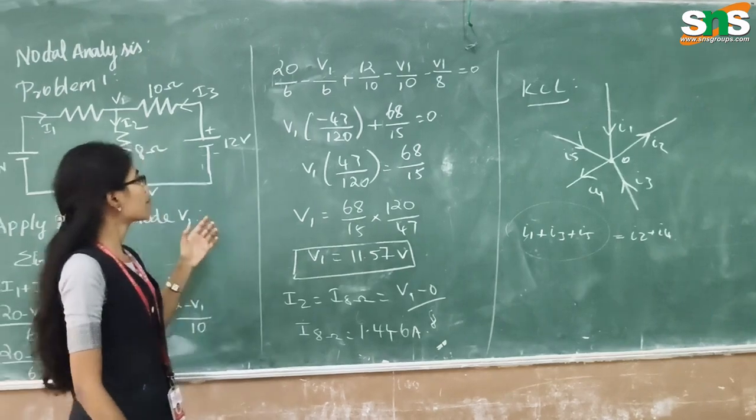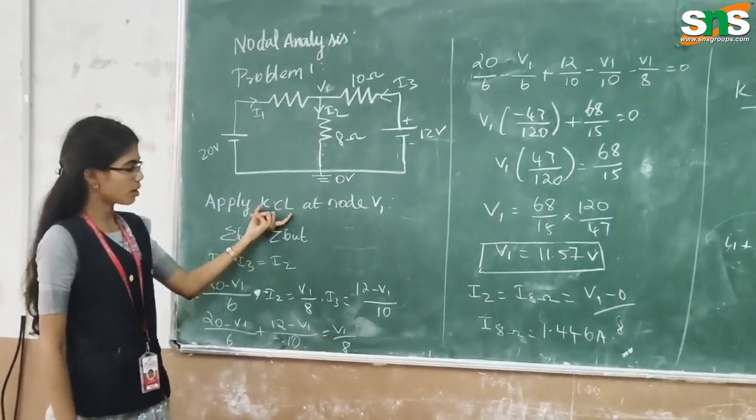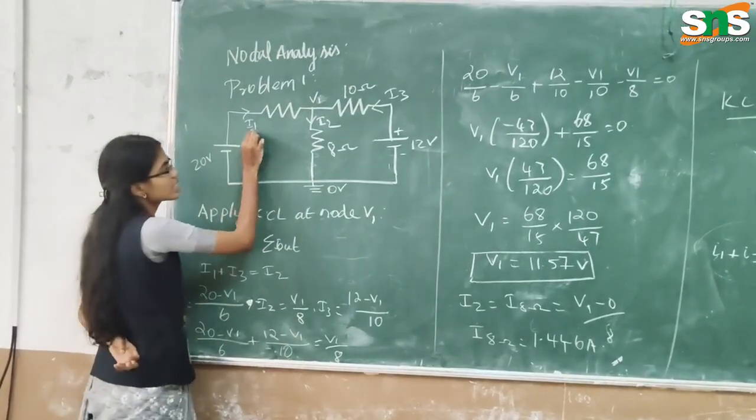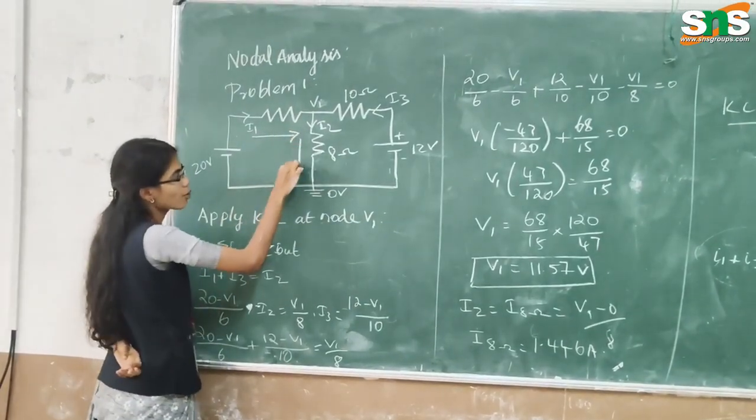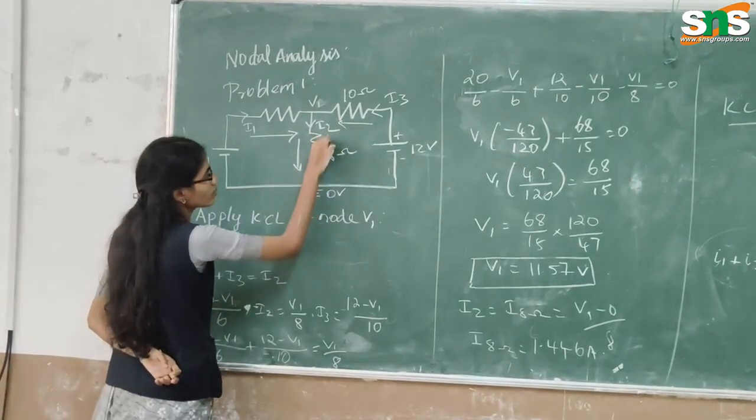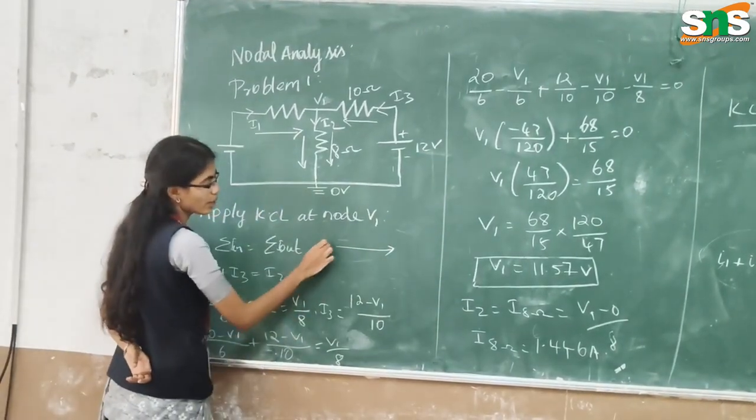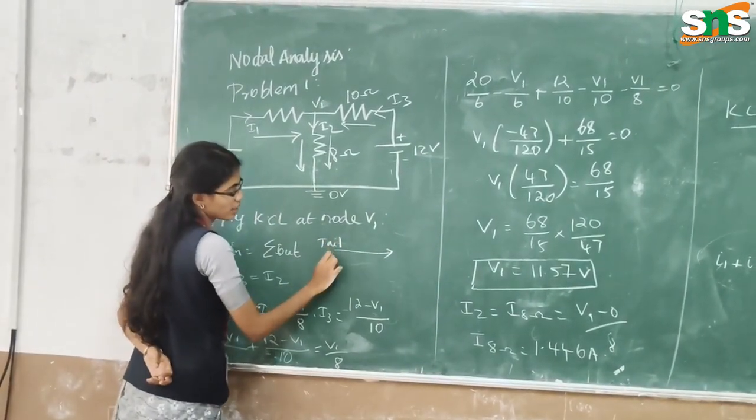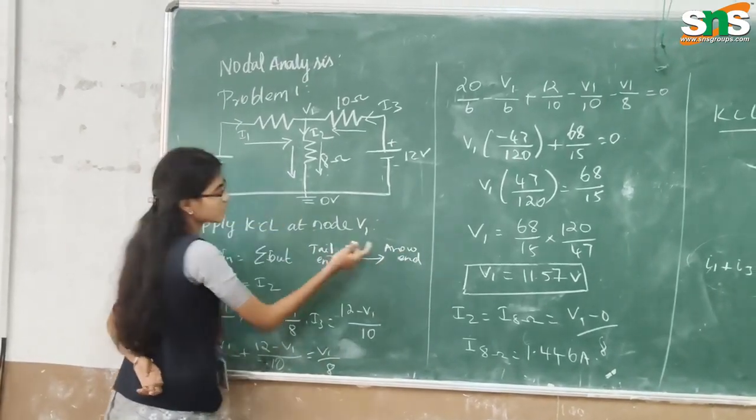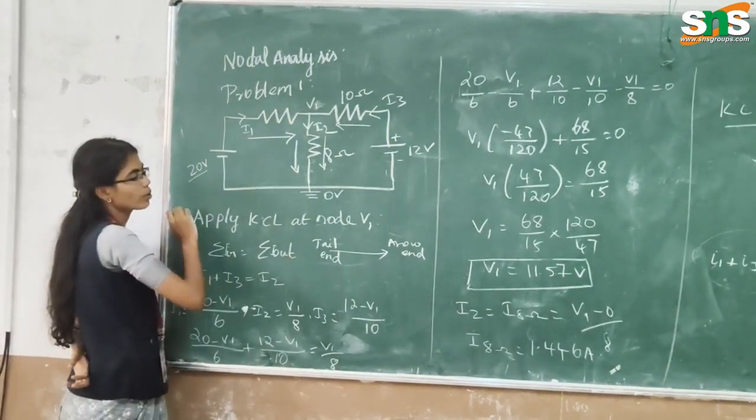So here we are applying the nodal analysis by KCL, which is Kirchhoff's current law. We can consider the flow of current as an arrow mark. The arrow mark consists of a tail end and an arrow end. By considering this tail end and arrow end, we can consider these voltages relative to node 1.